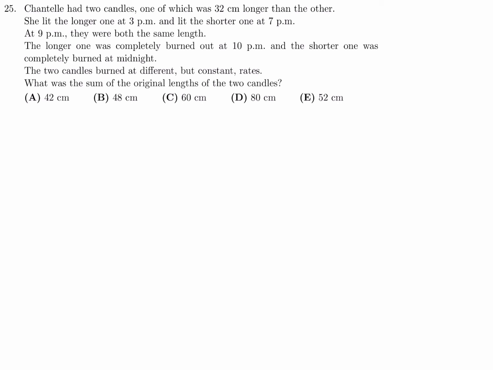So I've got candle number 1 and candle number 2. I'll let the original length of candle number 1 be x, and candle number 2, the original length, was x plus 32. So this question is telling me to find the sum of the original lengths, which will be x plus x plus 32, which is 2x plus 32. So obviously I have to figure out the value of x.